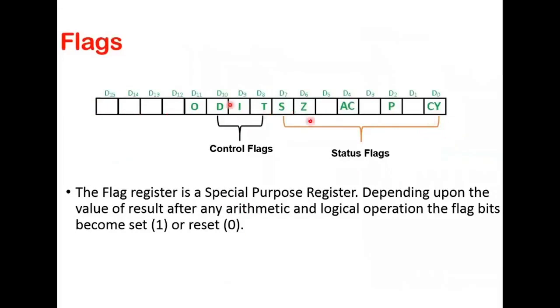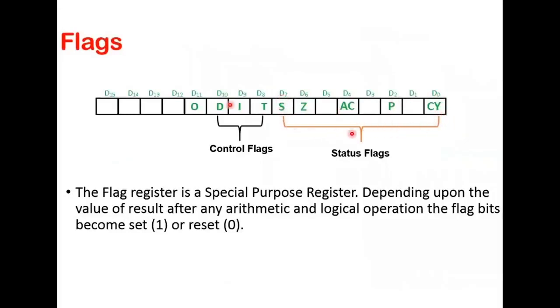So in this many flags are there, like CY, P, AC, Z, S, T, I, D, O. CY means carry flag, P means parity flag, AC means auxiliary carry flag, Z means zero flag, S means sign flag, T means trap flag, I means interrupt, D means direction flag, O means overflow. Direction flag and overflow, right? So we'll see one by one all these flags, and from D0 till D7, what are all the flags we have?